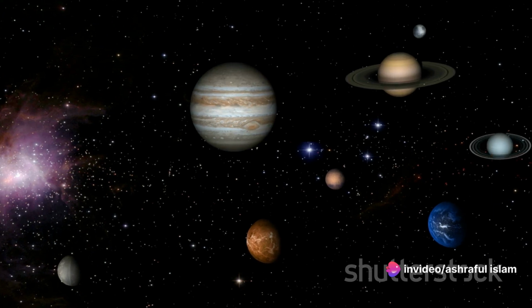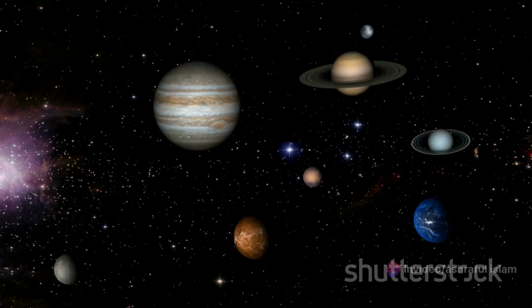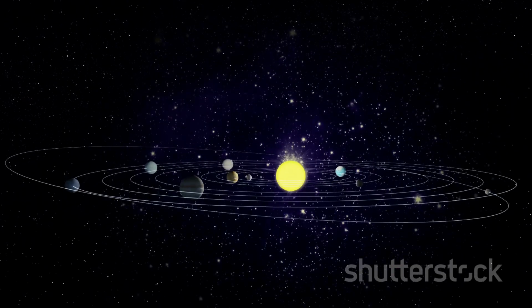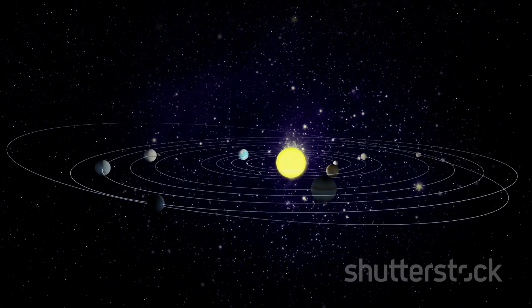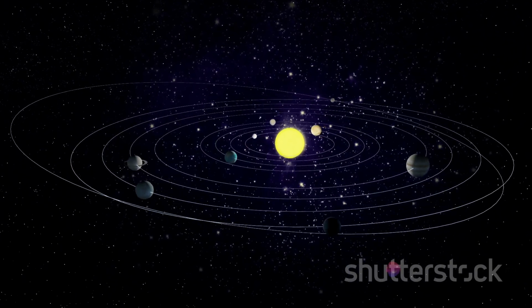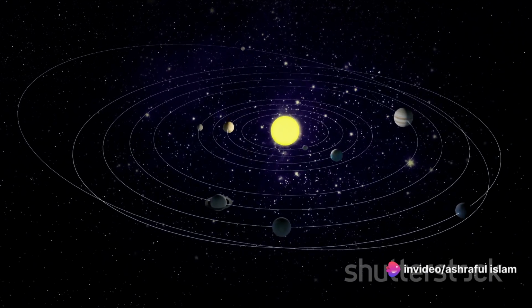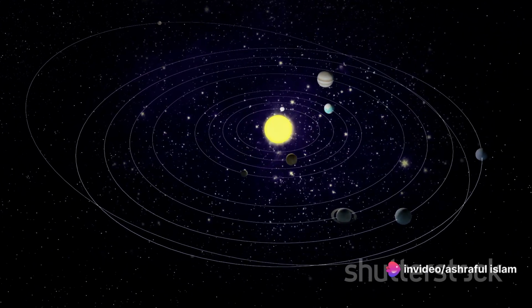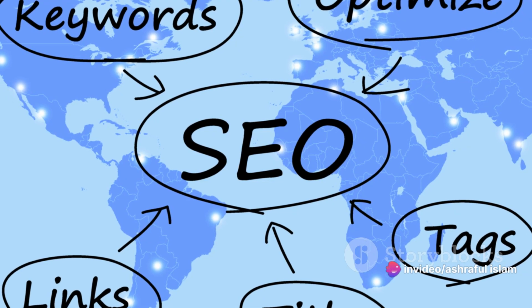Suppose you're creating a web page about the solar system. Your h1 could be the solar system, followed by h2 tags for each planet like Earth, Mars, Jupiter, and so on. Then under Earth, you could use h3 tags for geography, climate, and life, breaking down the topic even further.